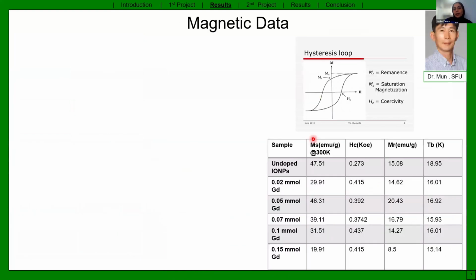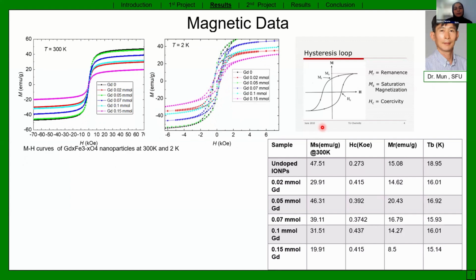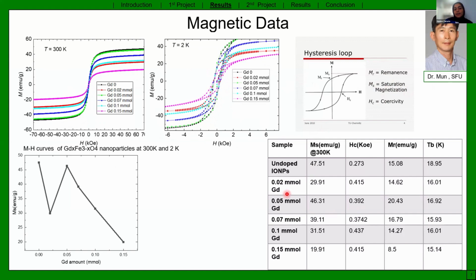Finally, we were able to obtain magnetic data through our collaborator, Professor Moon from SFU. And because my particles are small and superparamagnetic, around 4 nanometers in size, we collected the M-H curves at two temperatures, 300 and 2 Kelvin. From the 300 Kelvin, we were able to extrapolate the saturation magnetization. And from the 2 Kelvin, we obtained the remnant magnetization and the coercivity, and all the data are summarized in this table. And here's the plot of the Ms values versus gadolinium concentration.